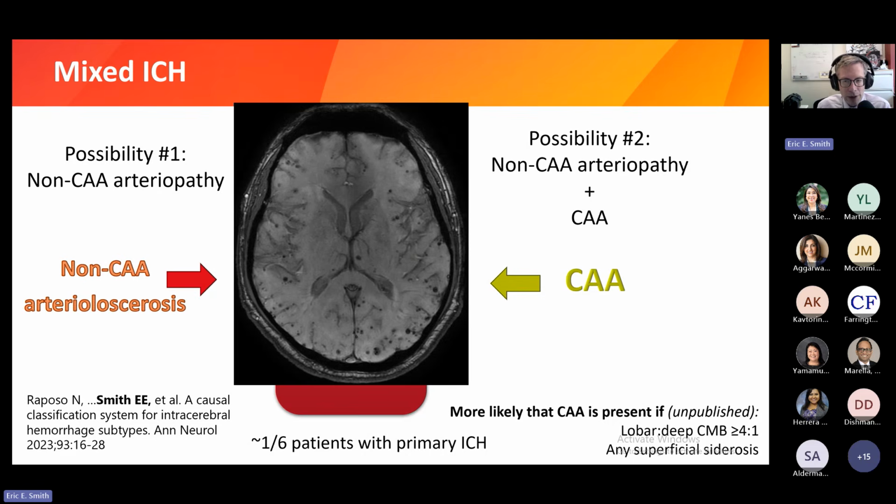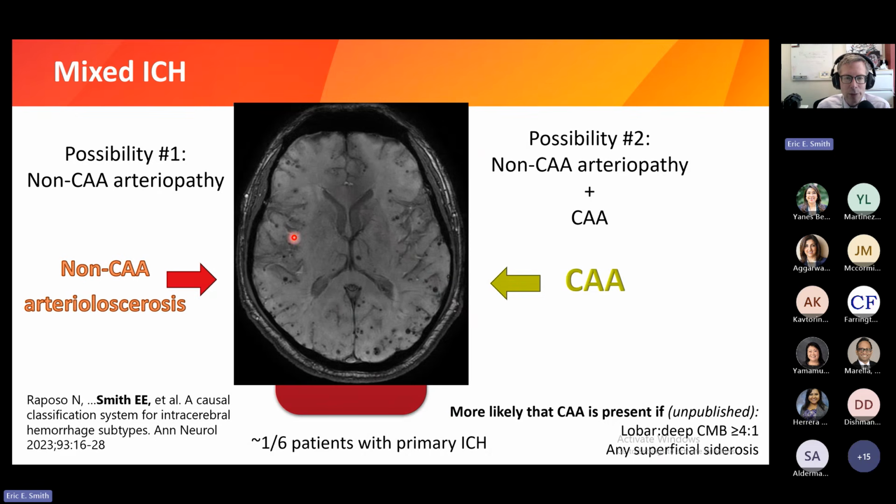There is some unpublished data that's plausible to me from additional analyses of the data used to derive the Boston criteria 2.0, that if you have a high ratio of lobar to deep bleeds, and in that study it was 4 to 1 or higher, then it was almost certain that CAA was present neuropathologically. So a case like this, where I didn't count them, but on this slice alone there's probably 25 lobar bleeds, or 30, and there's only 2 deep bleeds. So there's a ratio of about 15 to 1.